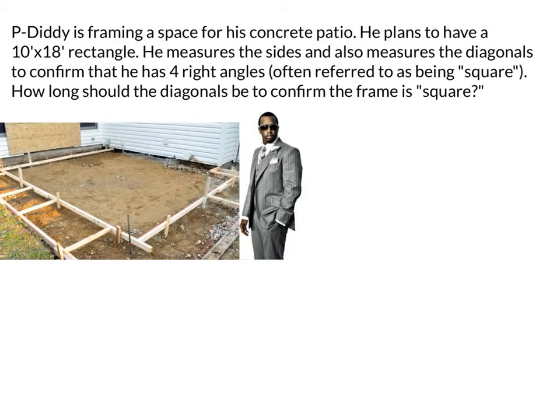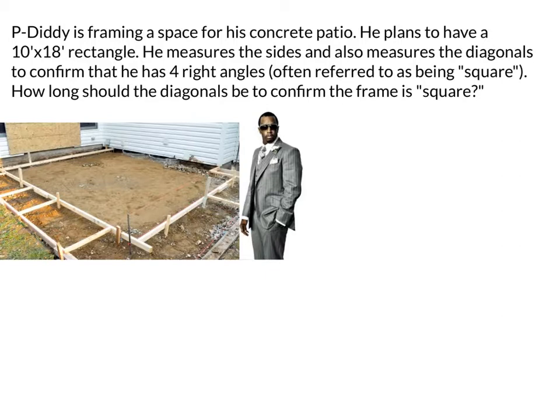He measures the sides and makes sure that those are all good. But he also measures the diagonals to confirm that he has 4 right angles. When we get into quadrilaterals, we'll talk about that as being a property of a rectangle, which also applies to squares. So this is often referred to as being square, making sure it's square. You'll use this when framing up doors. Really anything that you want right angles, you can measure diagonal to diagonal, and you'll be able to know that, hey, I got something that's square, okay?